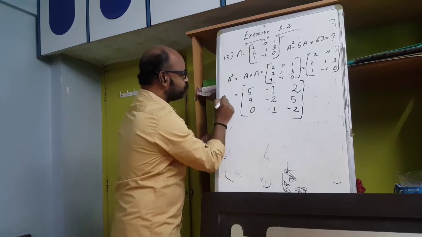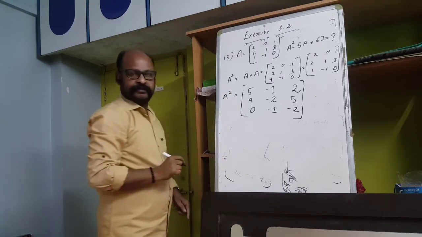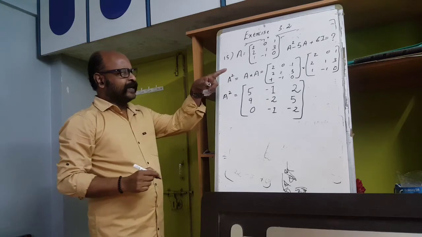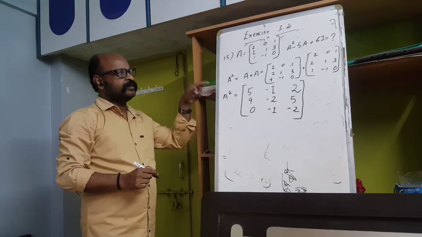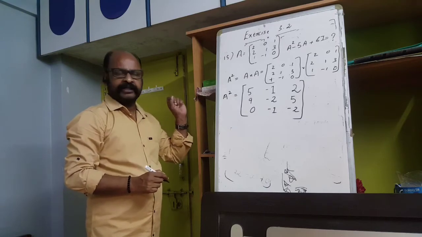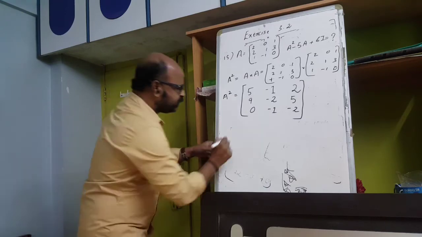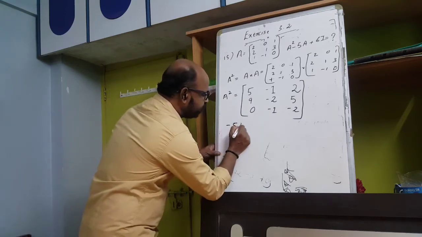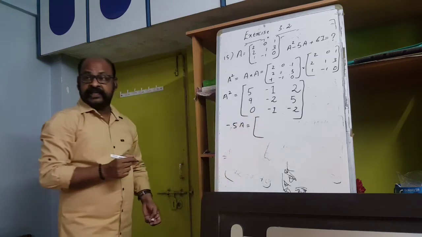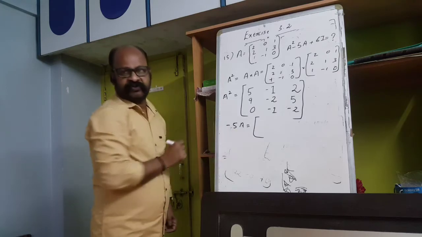So we have obtained which one? A square. Okay, now what is needed? It is better only minus 5a, means what to come? Plus minus 5 into A. Otherwise 5 into minus, so we directly write it as minus 5a. So what to be done? Multiply the matrix A by the scalar minus 5.